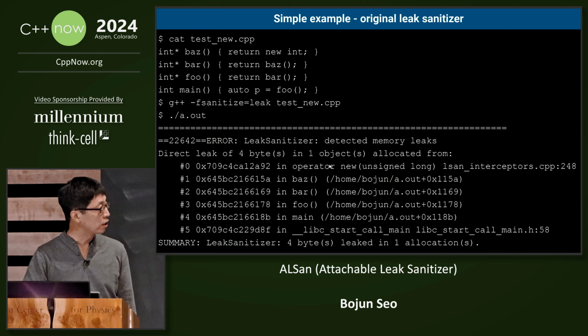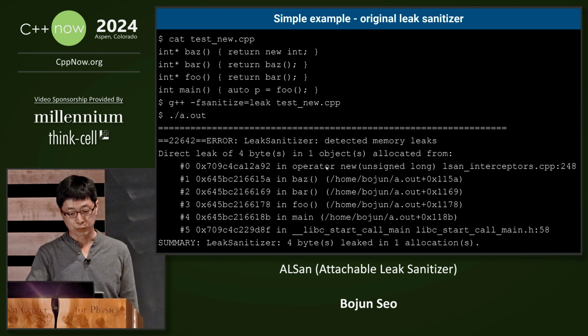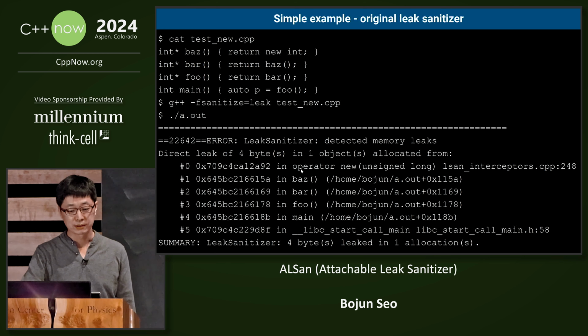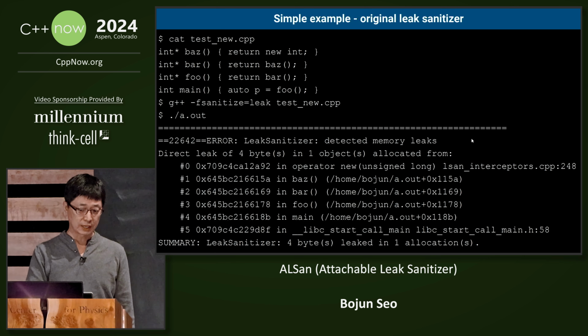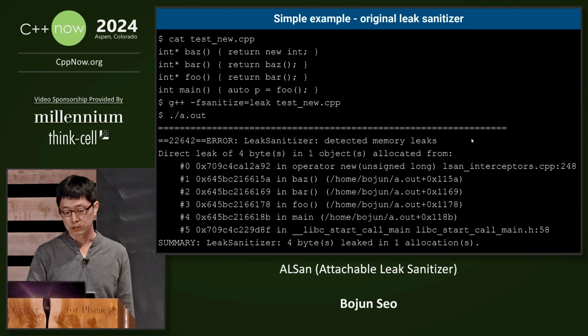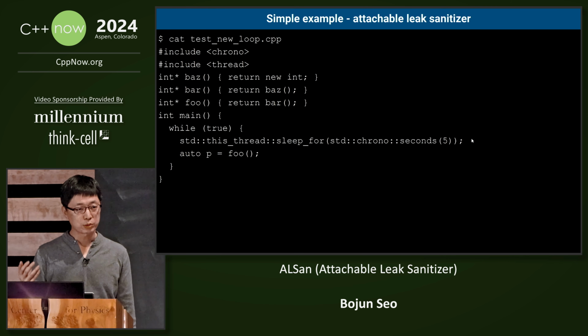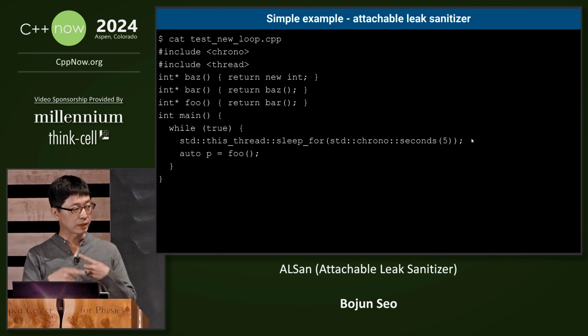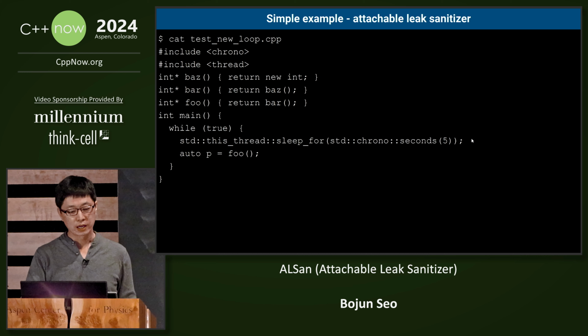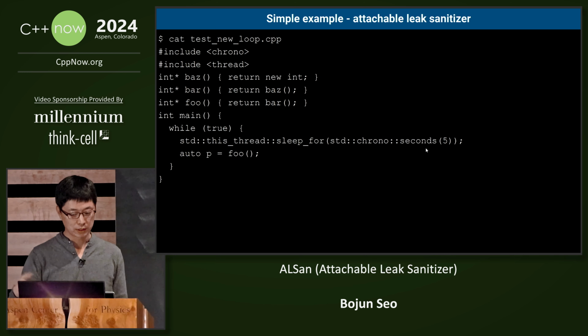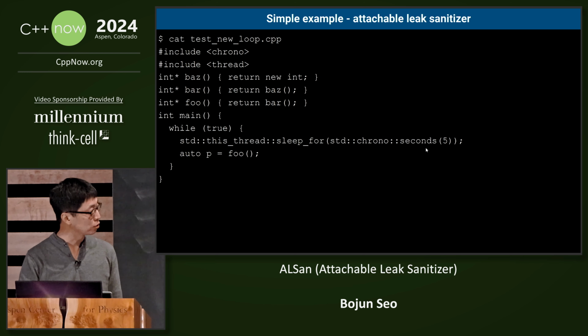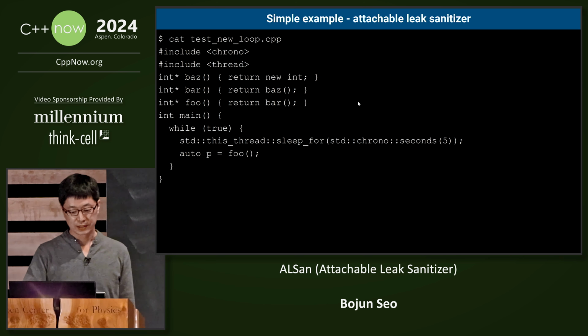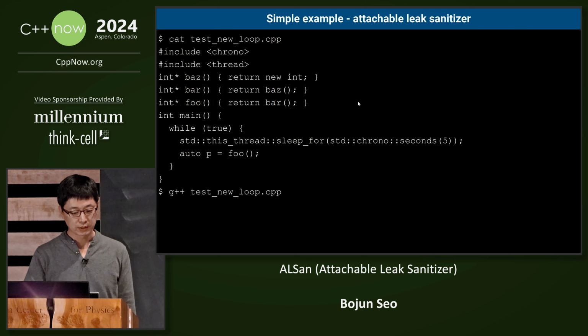This is the original Sanitizer report, and here you can see the main function calls foo, foo calls bar, bar calls buzz, and operator new. And I changed the test code a little bit because attachable LSan can detect leaks for some kind of daemon. So I added an infinite loop and sleep 5 seconds for each loop and call foo, foo calls bar, bar calls buzz, and so on. Okay, and just compile it and run it.